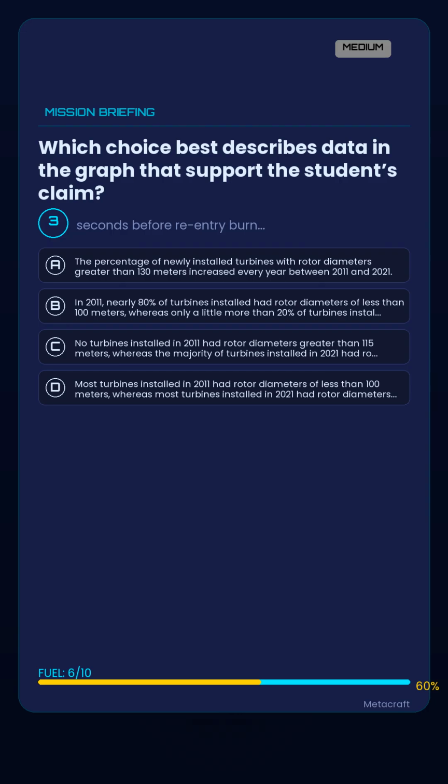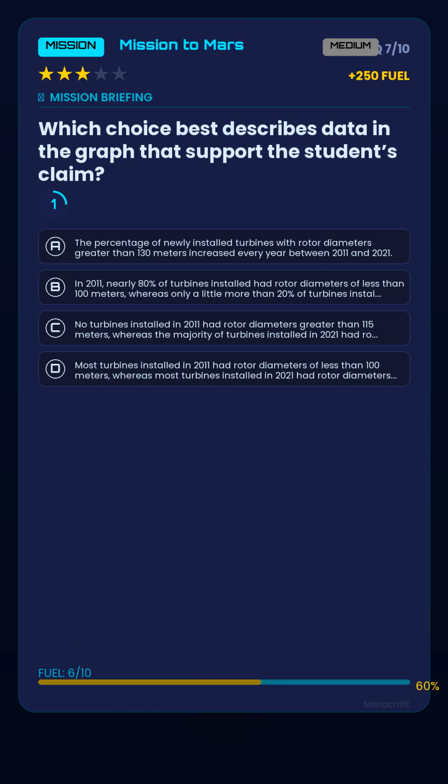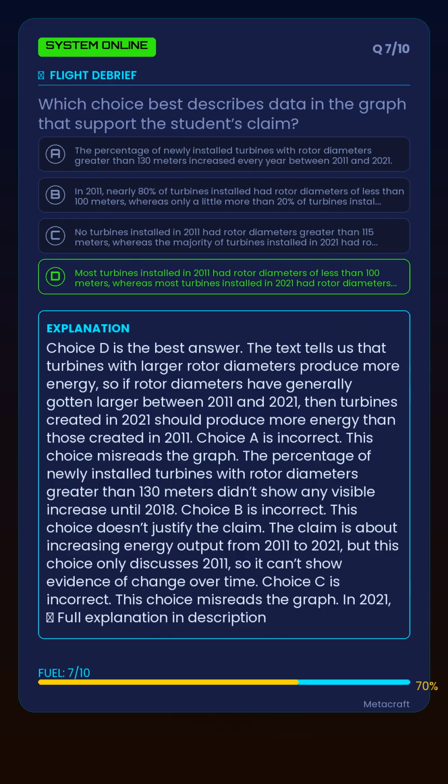Option C. No turbines installed in 2011 had rotor diameters greater than 115 meters, whereas the majority of turbines installed in 2021 had rotor diameters greater than 130 meters. Option D. Most turbines installed in 2011 had rotor diameters of less than 100 meters, whereas most turbines installed in 2021 had rotor diameters of at least 115 meters. The correct answer is D.